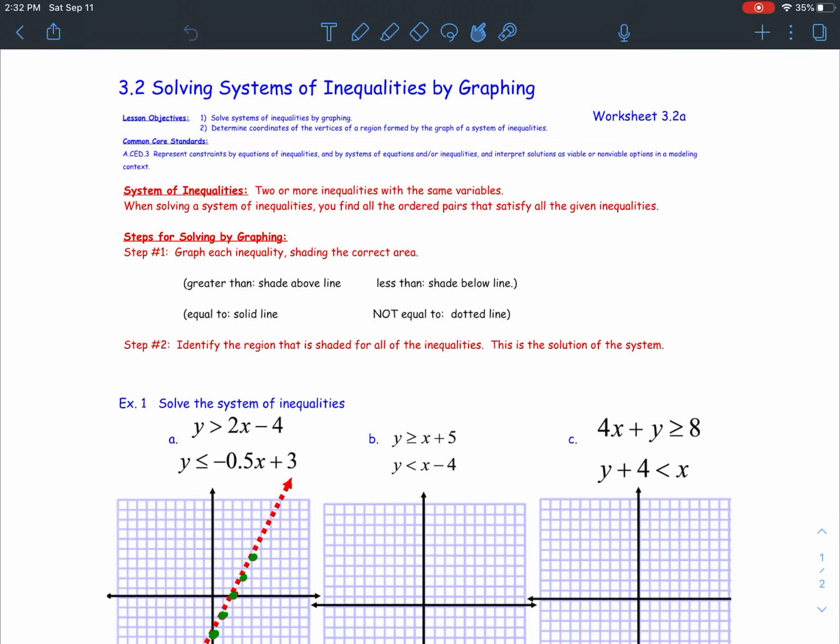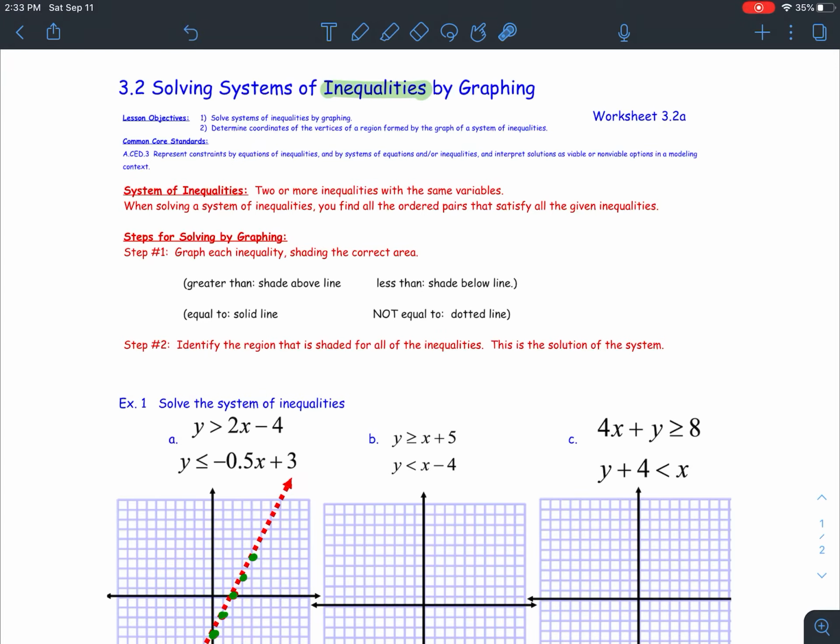All right, we are going to begin section 3.2. In the previous section, we had learned about 3 different ways for solving systems of equations. One of those 3 ways was the graphing method. And today we're going to use that same graphing method, but we're going to be talking about how to solve systems of inequalities.